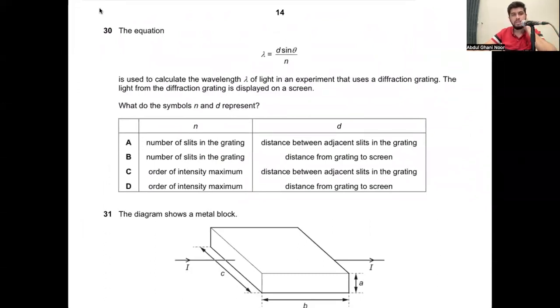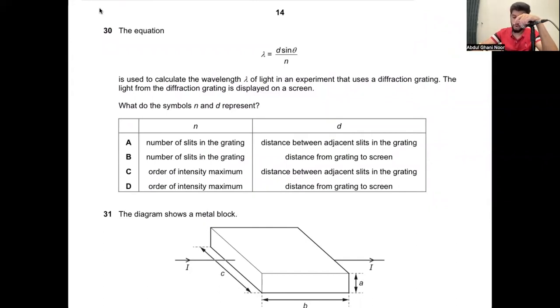The equation lambda is equal to d sine theta upon n is used to calculate the wavelength of light in an experiment that uses a diffraction grating. The light from the diffraction grating is displayed on a screen. What do the symbols N and D represent?